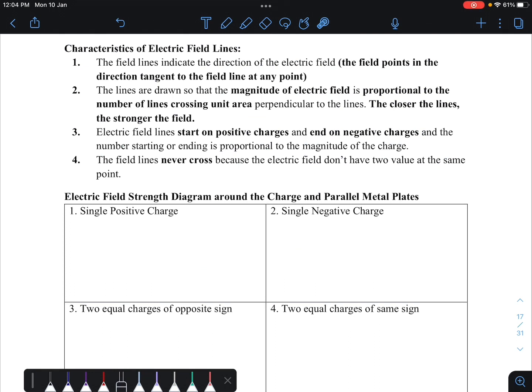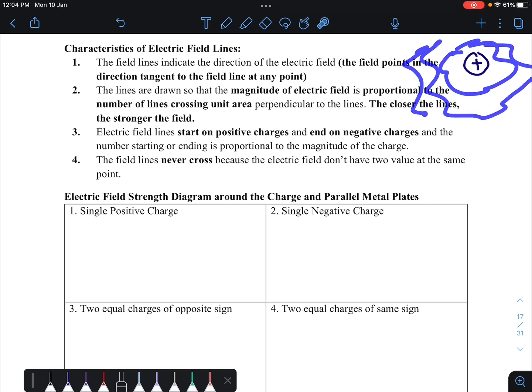Okay, in order to deduce the direction of electric field line tadi, you have to first understand the characteristic of electric field line. Okay, electric field line indicates the direction of electric field. Maksudnya the field line points in the direction tangent to the field line at any point. So setiap charge dia akan ada field line di keliling dia. Every charge is going to have. Okay, so di keliling ni dia akan ada that field line itu. So this field line yang akan tentukan arah electric field line itu.